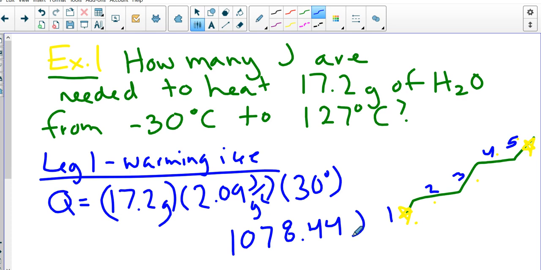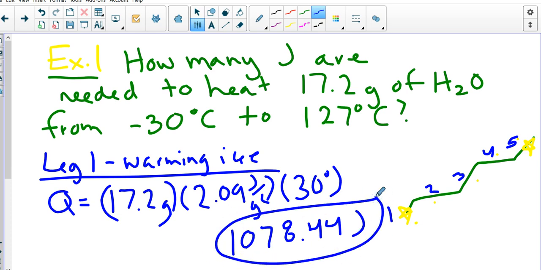I'm going to do the next leg, and then you got to figure out the rest. So, wait, is that it? That's 1,078.44.